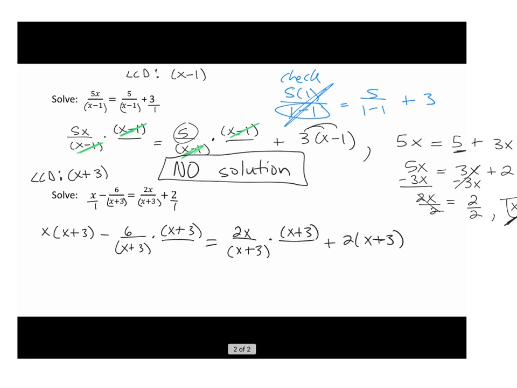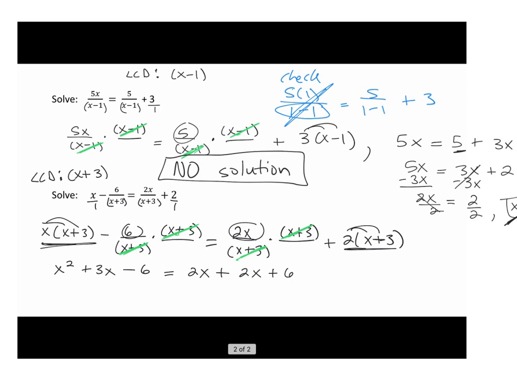So for the first term on the left side, there's nothing to cancel with any denominators, so we're just going to distribute: x times x is x squared, and x times 3 is 3x. For the second term, though, we do have some denominator to cancel out, and that's going to leave just minus 6. On the right side, we do have a denominator on that first term to cancel out, so that's going to leave just 2x. And that second term does not have any denominators to cancel out, so we're just going to distribute: 2 times x is 2x, and 2 times 3 is 6.